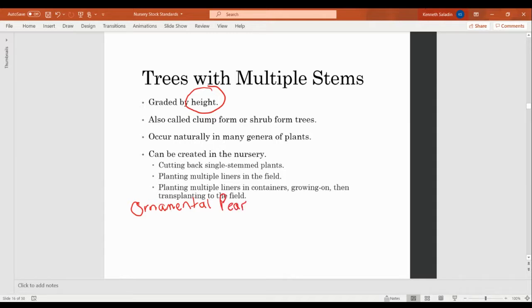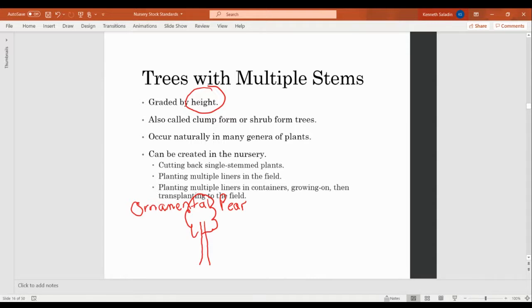An ornamental pear is a tree that typically would grow with just a single, straight trunk. So how could we take a tree that wants to grow with a single straight trunk like this, and turn it into a multiple stem tree or a shrub form tree?